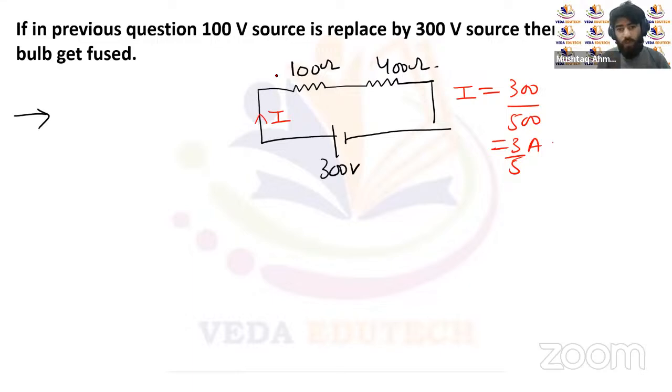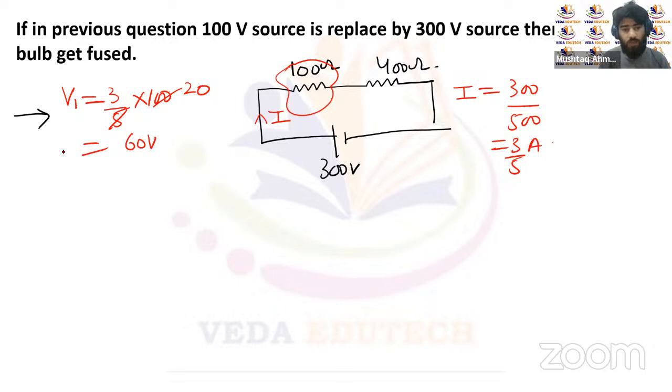So if we calculate the potential drop across the 100 ohm bulb, let me call that V1. That will be the current flowing through this bulb, 3 upon 5, multiplied with the resistance. So this is actually 3 multiplied by 20, that's equal to 60 volt. So V1 is 60 volt, then V2 is actually equal to 240 volts, right?